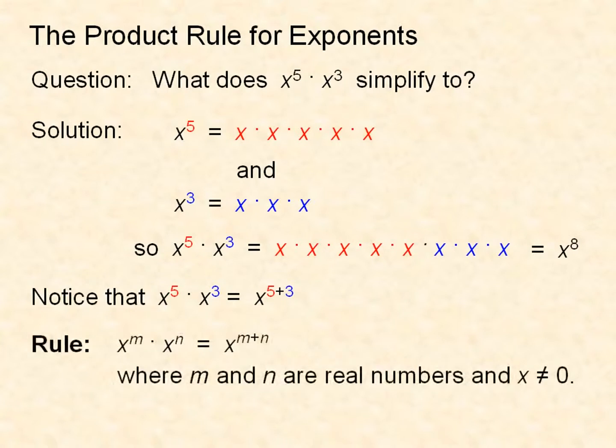The product rule for exponents tells us that x to the m times x to the n is x to the m plus n, where m and n are real numbers, and x is not 0. In other words, when you multiply two numbers with the same base, you add the exponents.